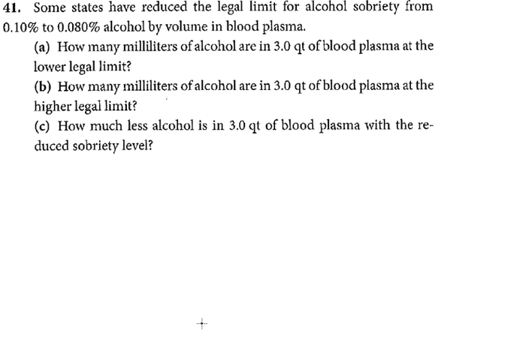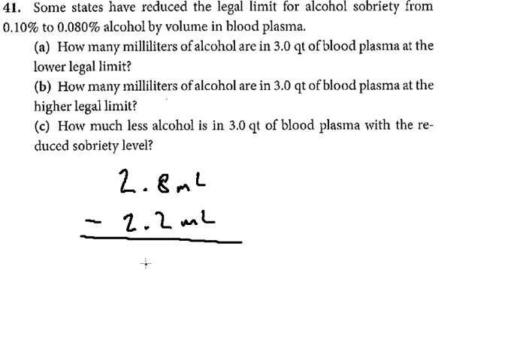And now lastly, in part C, we want to know how much less alcohol is in 3 quarts of blood plasma with the reduced sobriety level. So we're just going to take our 2 answers from B and A and subtract. So at the higher alcohol content, the higher level, we have 2.8 milliliters, and we're going to subtract from that the lesser amount, 2.2 milliliters. We'll line our decimal places up, and we should end up with 0.6 milliliters.